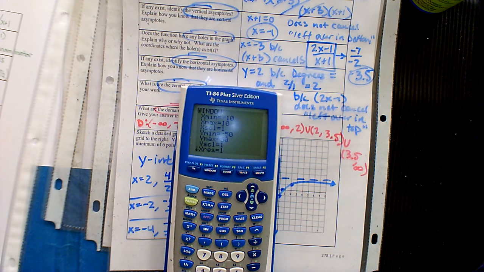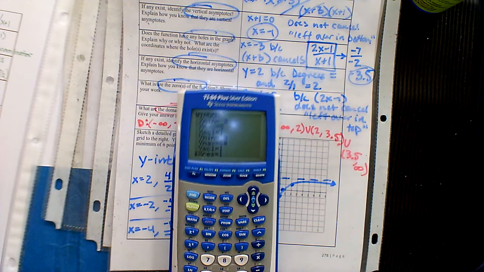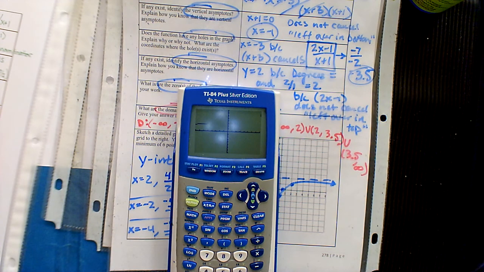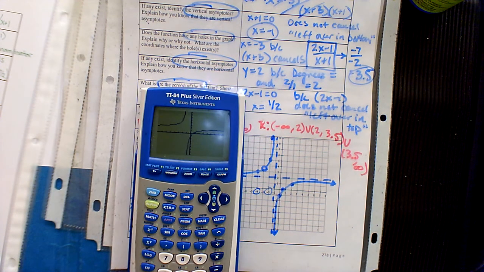Okay, I'm gonna set my window. It looks like we go from -8 to +8. All right, and I'm gonna hit graph. That looks pretty good, right? With what we had on our paper. Do you notice anything interesting about the graph on the calculator compared to the graph on your paper? Yeah? It doesn't show the hole.